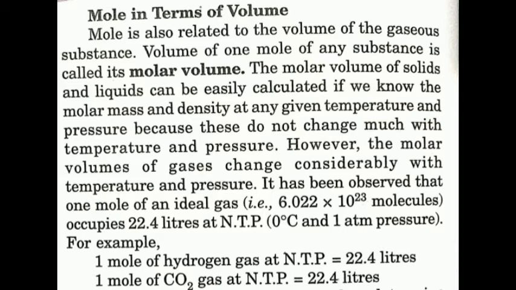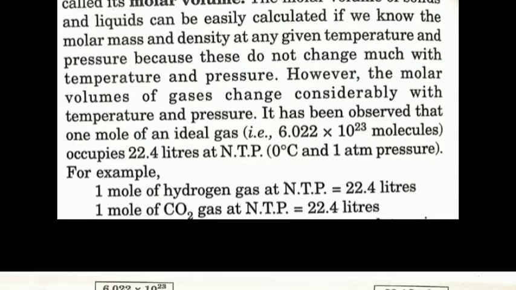It has been observed that 1 mole of an ideal gas occupies 22.4 liters at NTP. This is normal temperature and pressure, 0 degree centigrade and 1 atmosphere pressure. For example, 1 mole of hydrogen gas at NTP is 22.4 liters and 1 mole of carbon dioxide gas at NTP is equal to 22.4 liters. You take any gas and 1 mole of that particular gas at NTP will always have a volume of 22.4 liters according to the mole concept.